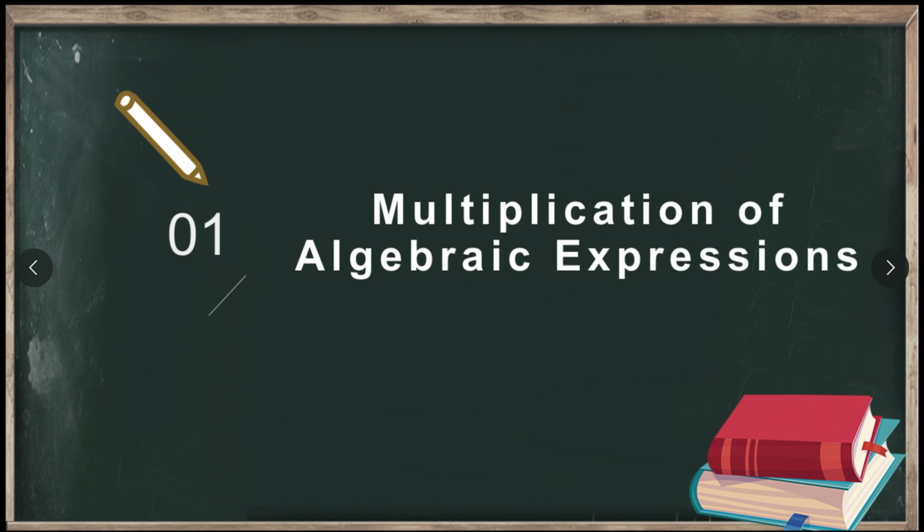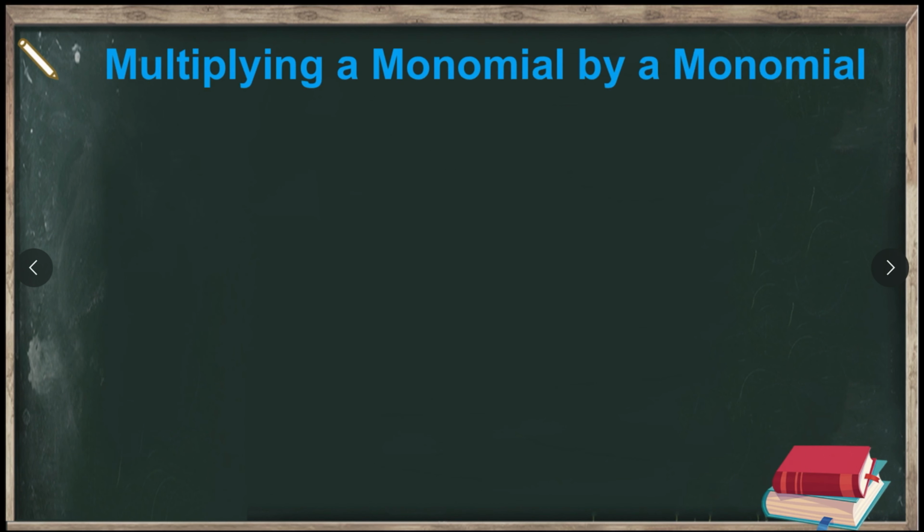First we have multiplication of algebraic expressions: multiplication of a monomial by a monomial. Let's understand this with the help of an example. Suppose we have a monomial, meaning an expression which has only one term. For example, we have 2x and we are asked to multiply this by 3y.